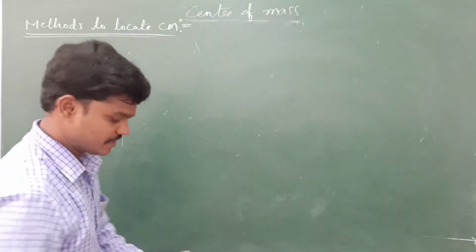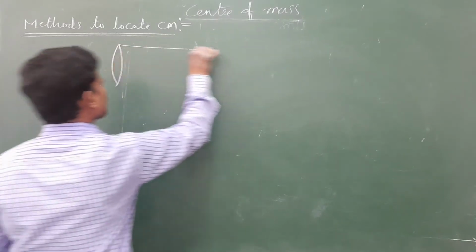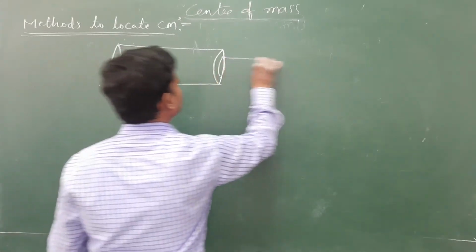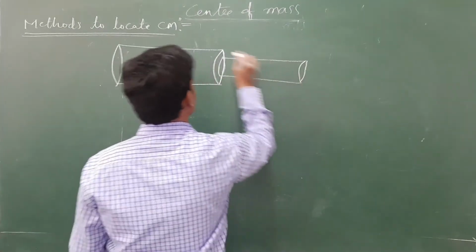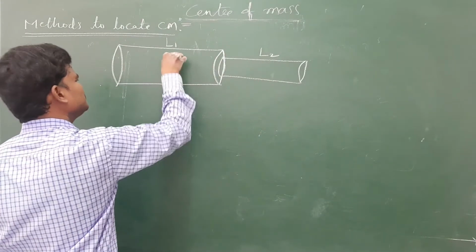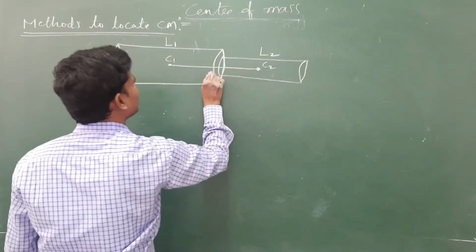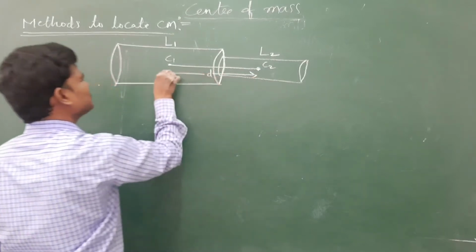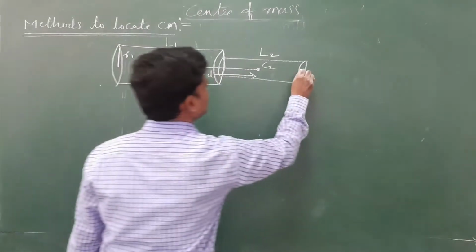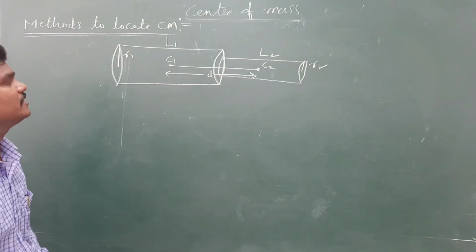Okay, two hollow cylinders. Let us suppose this is one cylinder and they join like this, end to end. Length of this one is L1, length of this one is L2, center of mass of this is C1 and this becomes C2, the gap is D. This radius R1, this radius R2. Okay, R1, R2 are the radii of the cylinders.